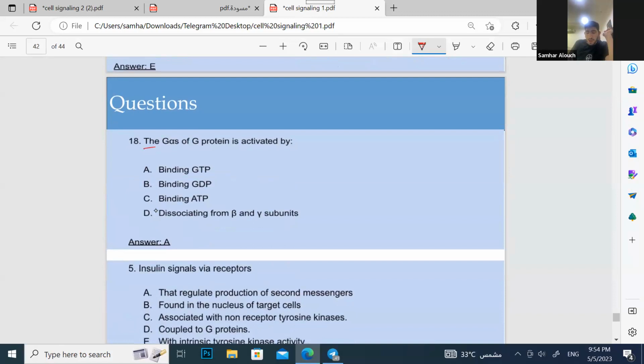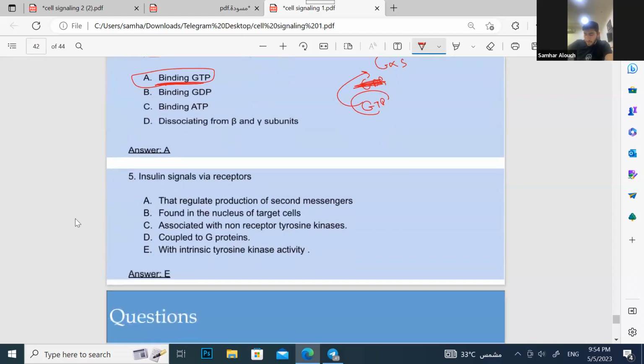Then we have, the G-alpha S G protein is activated by what? We took that G-alpha S is bound to GDP. Once we remove GDP and bind it to GTP, it becomes active. So the answer is binding to GTP. See, it's very simple recall.